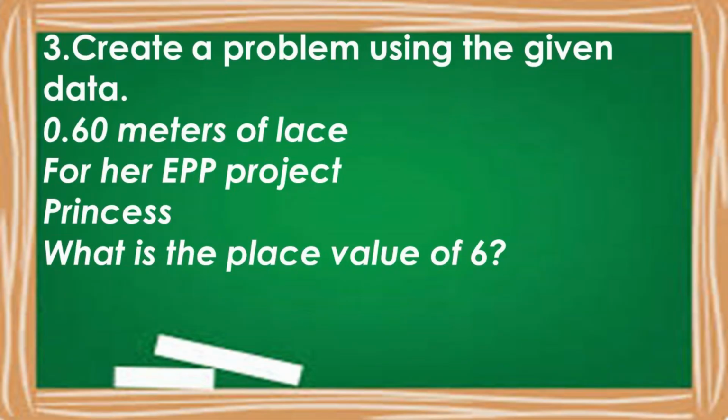Number 3. Create a problem using the given data. 60 hundredths meters of lace for her EPP project. Princess. What is the place value of 6? So how are you going to create a problem? Yes, you're correct. Princess has 60 hundredths meters of lace for her EPP project. What is the place value of 6?